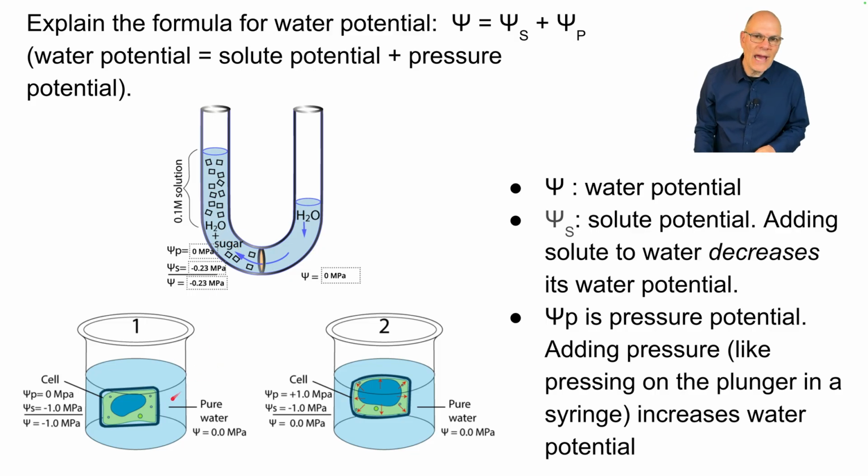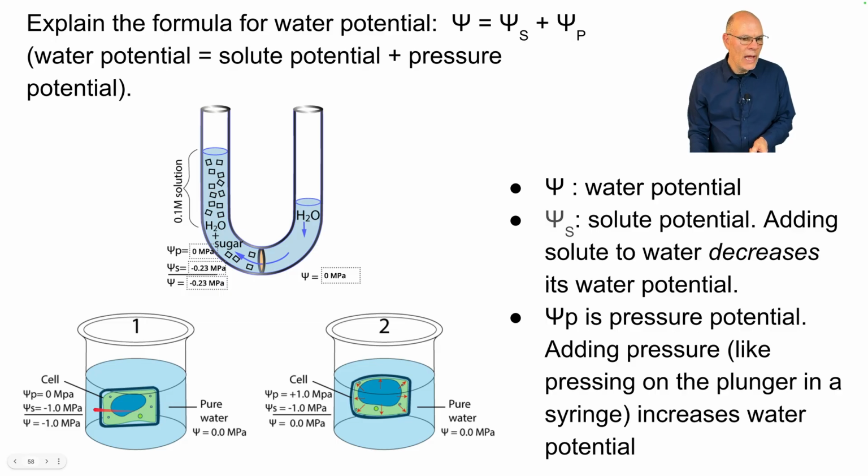In this example, we have a potato cell or potato tissue that's been placed in water. And so again, there's no pressure on either side, it's just an open container. But the cell has a negative 1.0 megapascal solute potential, so the total water potential is negative 1.0. This is just water, so the water potential is 0 over here. Water moves from the beaker into the cell, which has a lower water potential, and that's causing water to flow into the cell. It's causing the cell to expand, all of these things related to the cell wall.